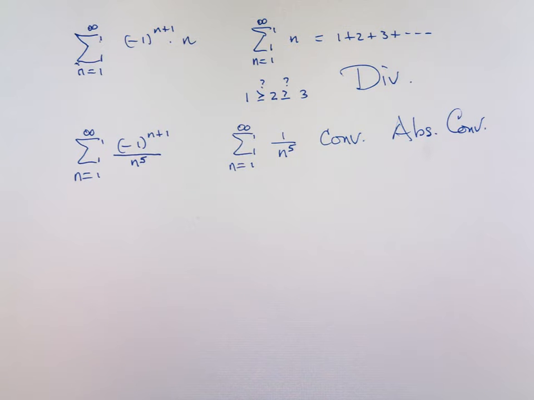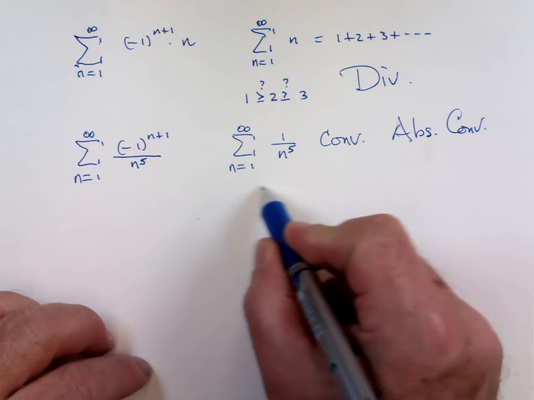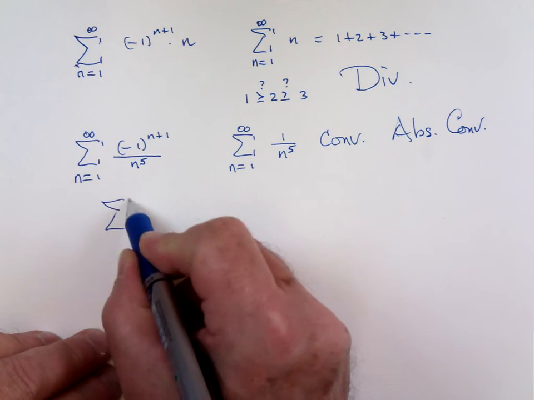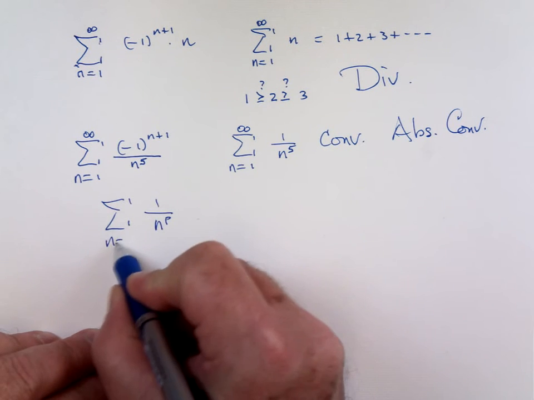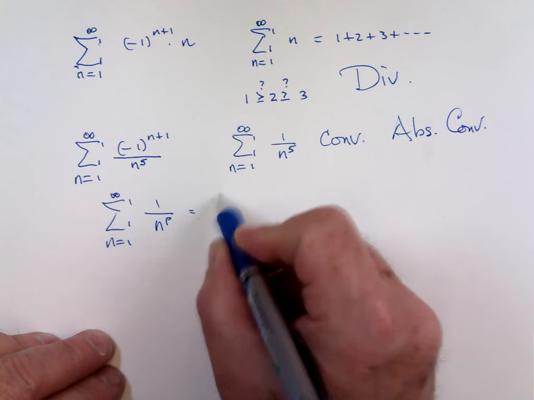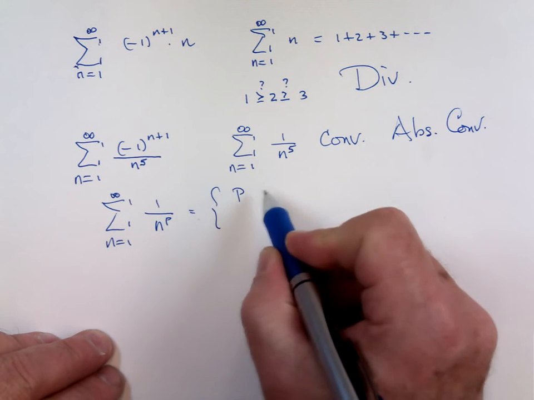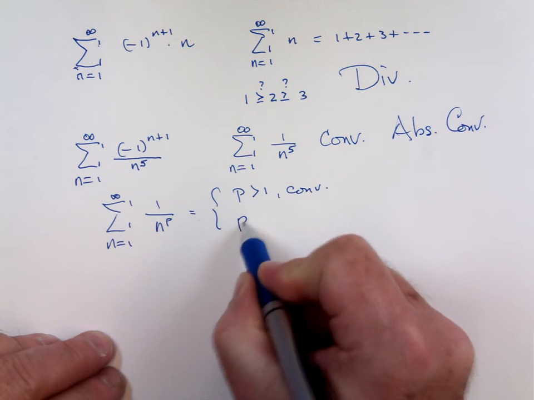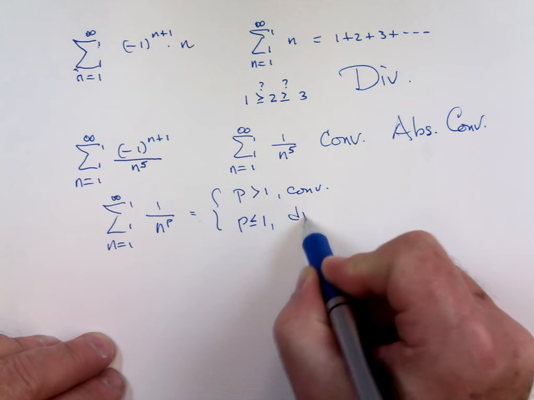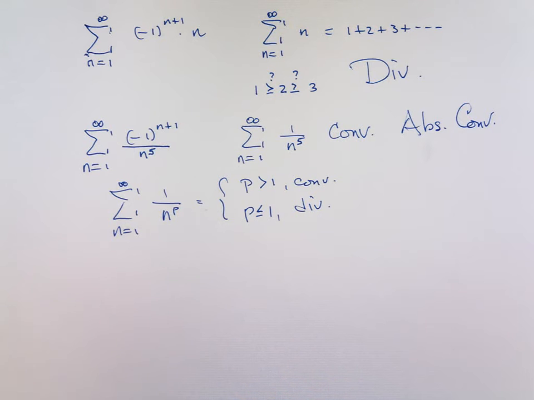We understand. Here it is, p-series. What do you get for p-series? If p is greater than 1, that series will converge. If p is less than or equal to 1, it will diverge. Those are p-series. You can prove them with an integral test. All right, I'm going to go on.